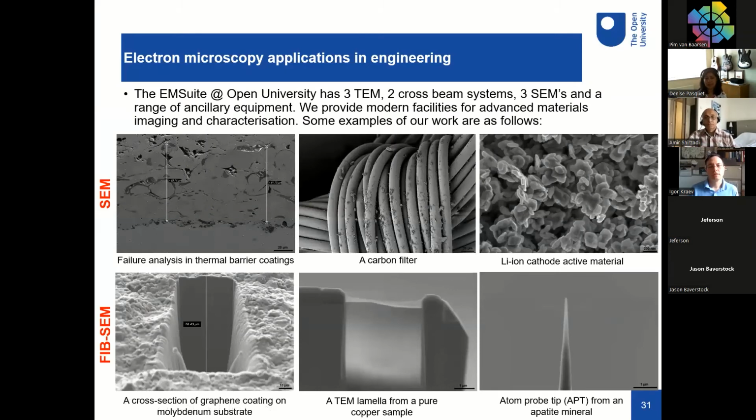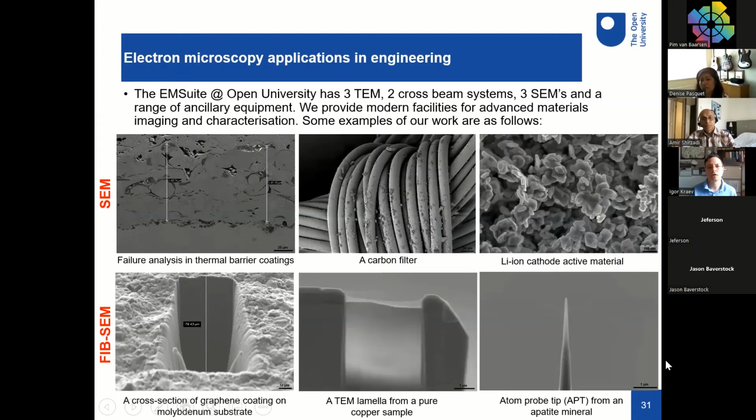Our facility currently has 3 transmission electron microscopes, 2 cross-beam systems, and 3 scanning electron microscopes, and a range of ancillary equipment for sample prep. We provide modern facilities for advanced materials imaging and characterization. And here I'm showing some examples of our work.